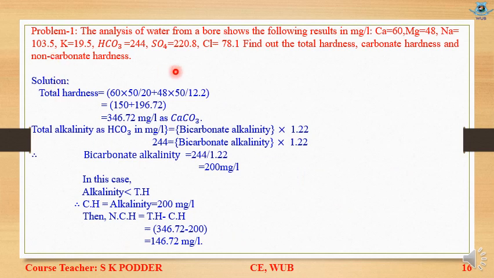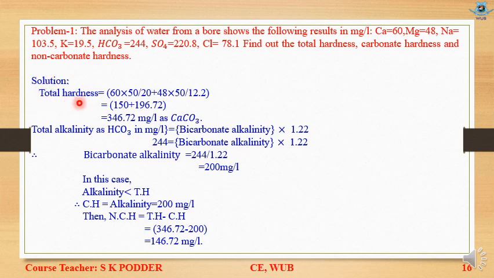Let's see problem 1. The analysis of water from a borewell shows the following results in milligram per liter. That means calcium is 60, magnesium 48, sodium 103.5, potassium 19.5, bicarbonate 244, sulfate 220.8, chloride 78.1. Now find out the total hardness, carbonate hardness and non-carbonate hardness.